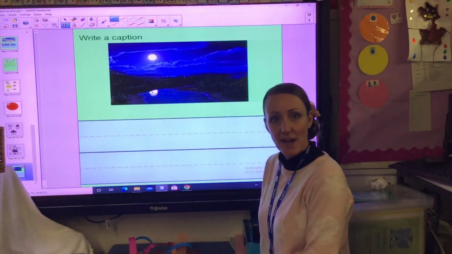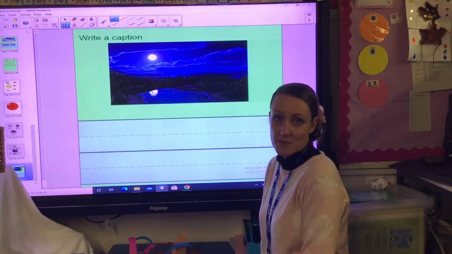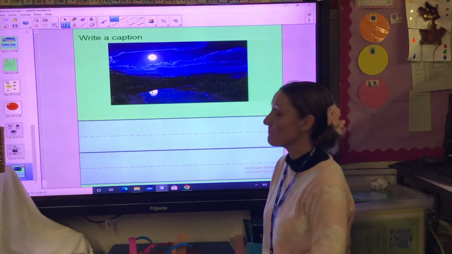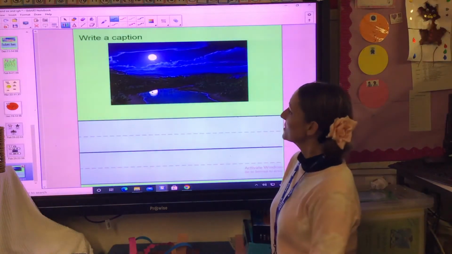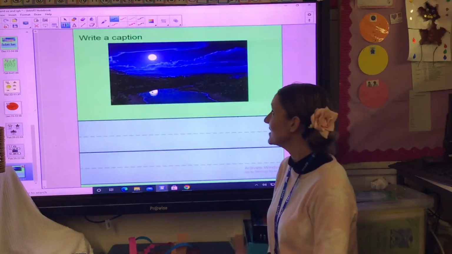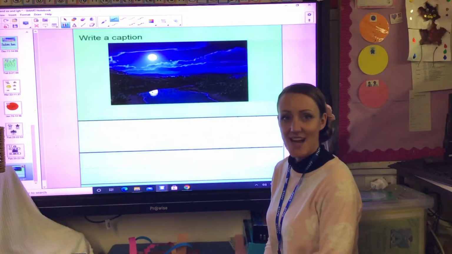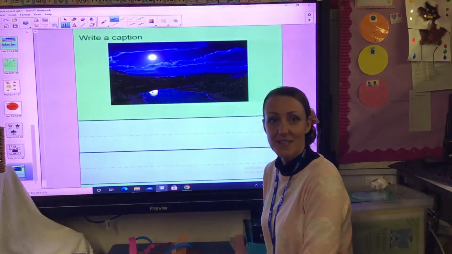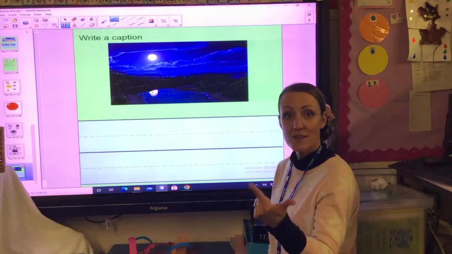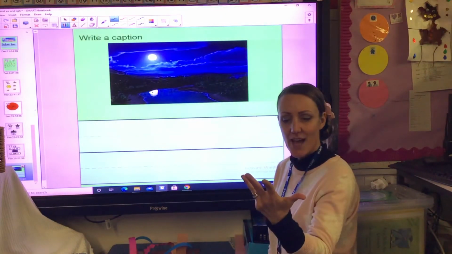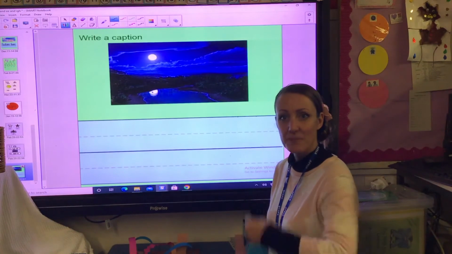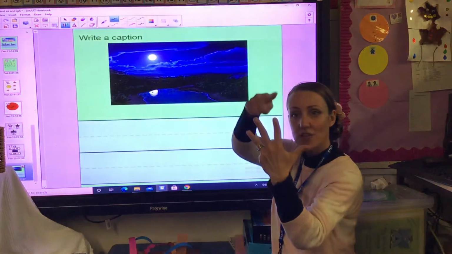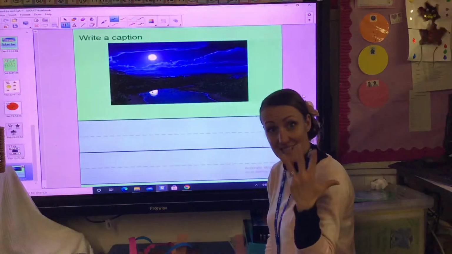Let's have a go at applying our phonics. All those sounds we've learned and those tricky words we've learned, we're going to have a go at writing a sentence. So have a look at this picture. If I pretend that's my window and I'm looking outside, do you think it's day or do you think it's night? It's night, isn't it? It's very dark. So we're going to write the sentence, it was the night. How many words is that? Let's say it again and count. It was the night. One, two, three, four words in that sentence.